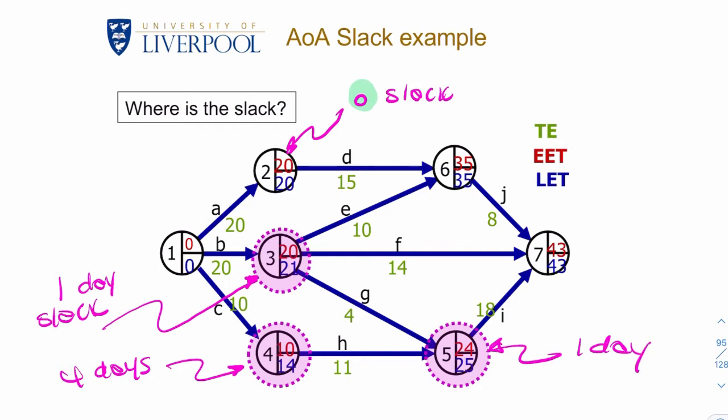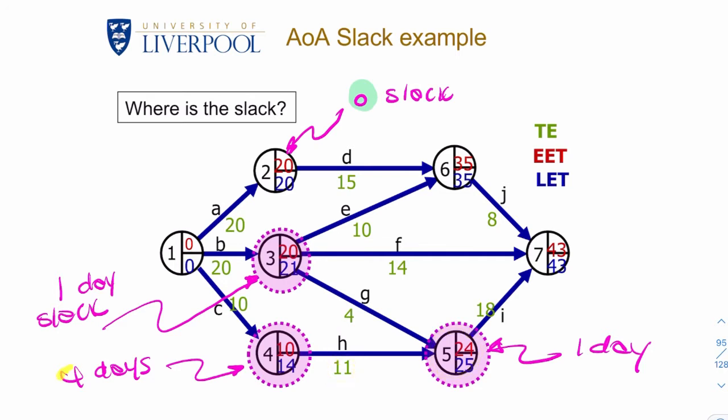What does that mean? It means that here, even if we are delayed, even if that task is delayed by 1 day, it won't affect the overall project completion. Well, let's try to think about that. So it takes 10 days to get to this event here. And it takes 11 days to get to here.